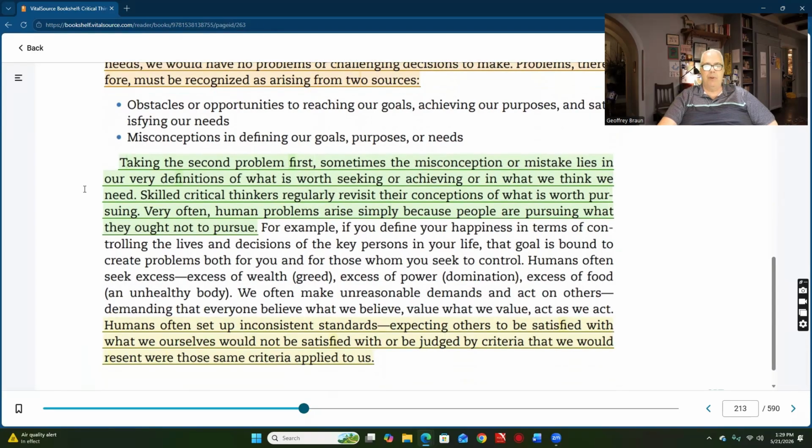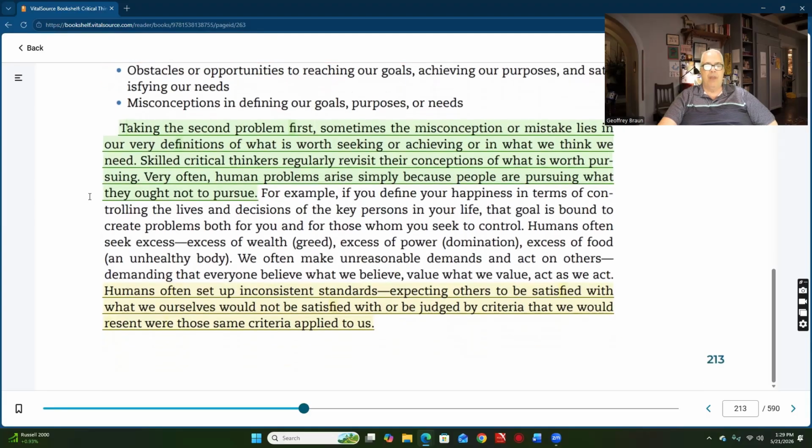Taking the second problem first, sometimes the misconception or mistake lies in our very definitions of what is worth seeking or achieving, or what we think we need. Skilled critical thinkers regularly revisit their conceptions of what is worth pursuing. Very often human problems arise simply because people are pursuing what they ought not to pursue.